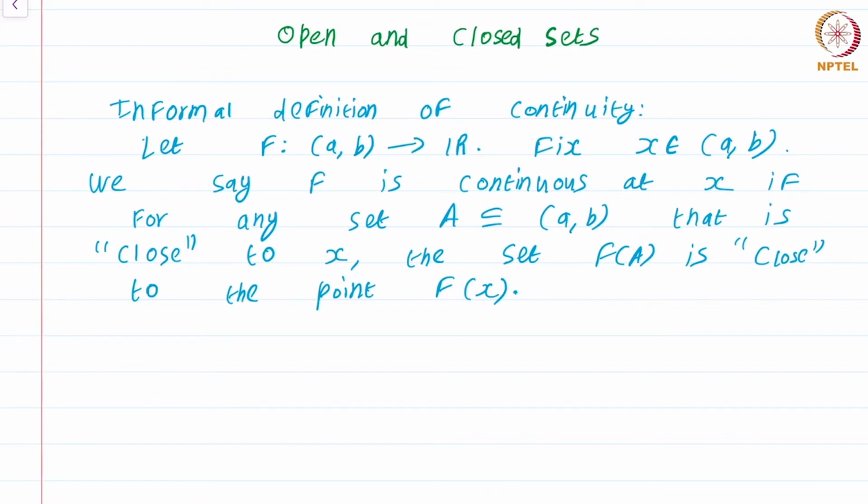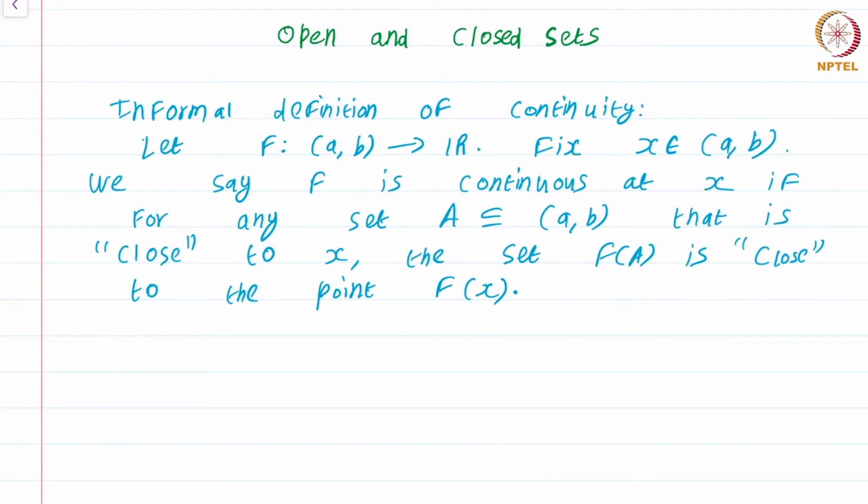The reason this is an informal definition is that we don't really know what the term in quotes, close, really means. All this is saying is, for a function to be continuous at a point, if you take a set that is close to that point, the image of that point and the image of that set should also be close to each other. So this neatly captures our intuition about continuous functions. Now let's try to make this notion of close precise.